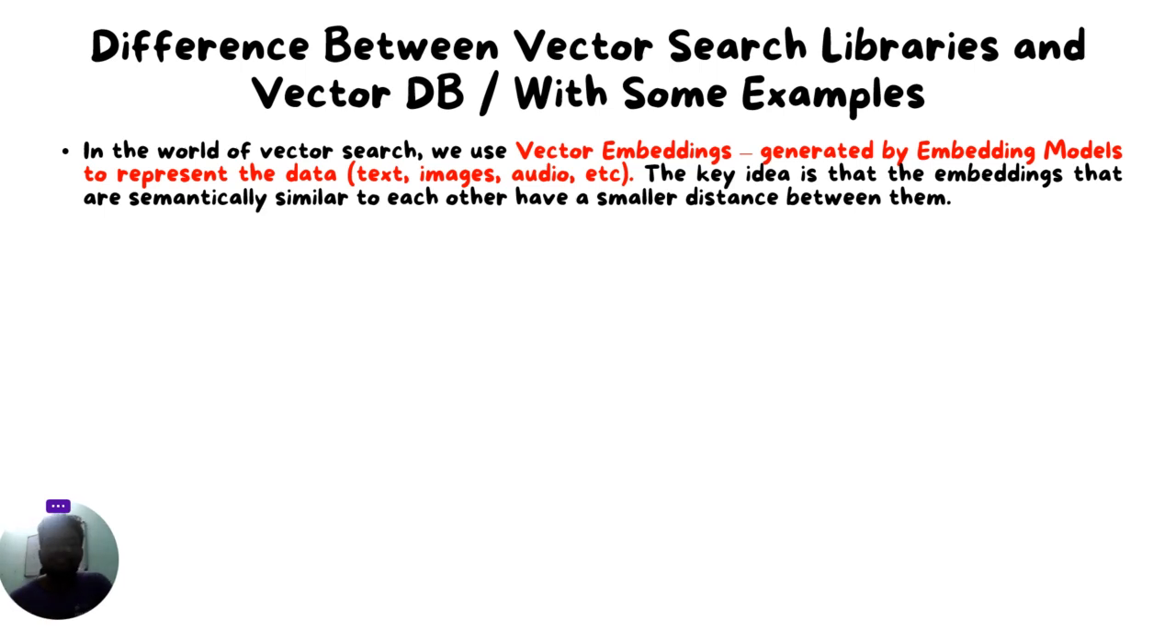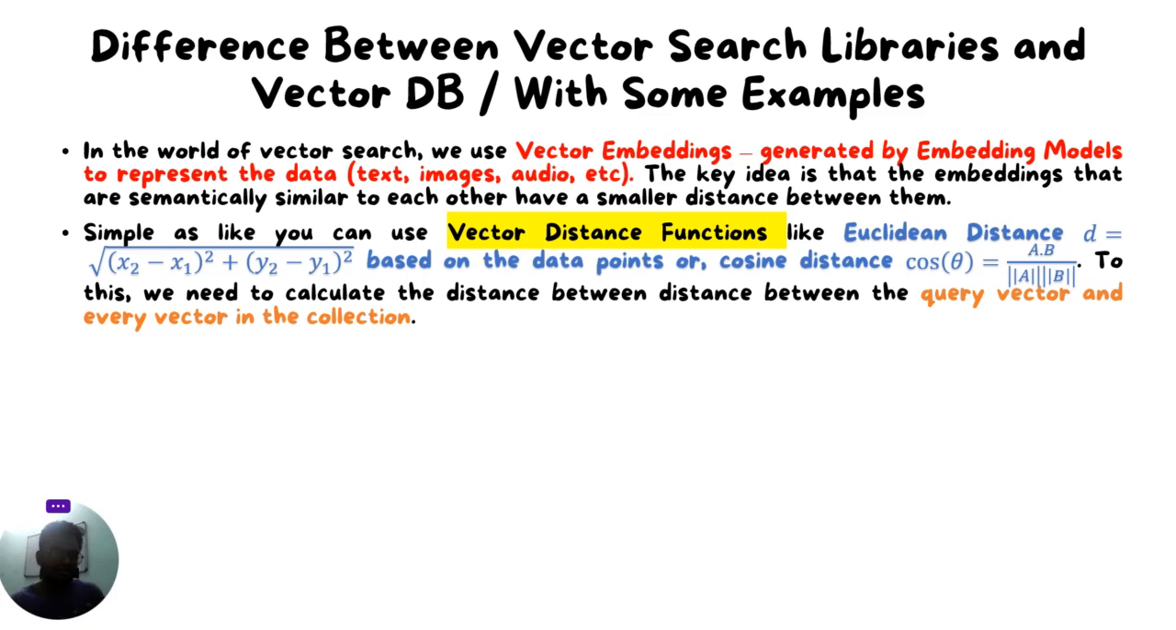Now let's have a look at the difference between vector search libraries and VectorDB. But first, before knowing what VectorDB and vector search DBs are, you need to know the idea of vector embeddings. Why is it very important to convert our chunks of documents into vector embeddings?